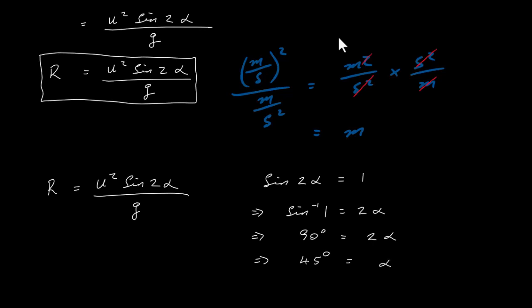So at 45 degrees we should get a maximum range. So the maximum range will be when sine 2 alpha is equal to 1, or when we have simply the initial velocity squared over g times 1. That will give us our maximum range. Okay, so that's it for this video.